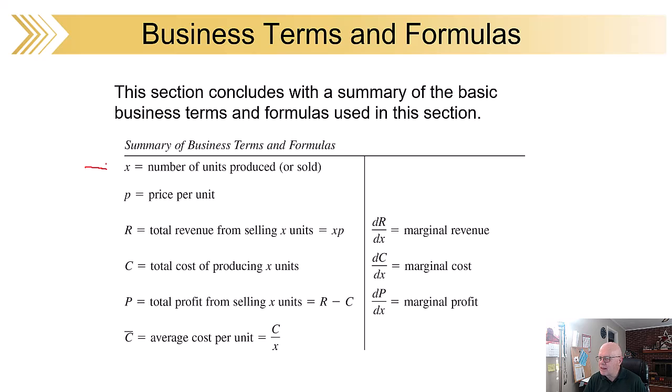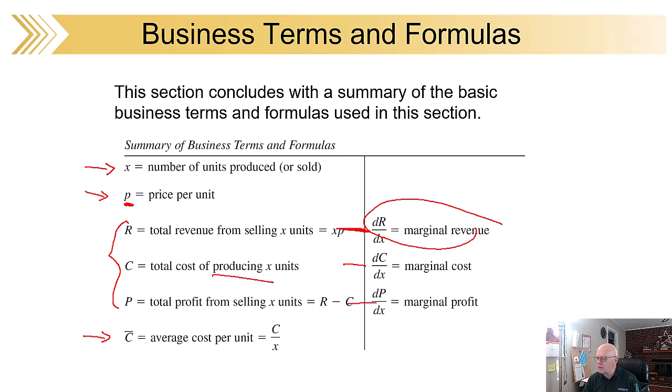X usually represents the number of items produced or sold. P, price per unit. Notice that this is a small p. R for revenue. C for total cost. These are all totals. These 3, remember, are totals. This is average for cost. Our marginals: marginal revenue. Notice these are next to each other horizontally. Total cost, marginal cost. Profit, marginal profit.